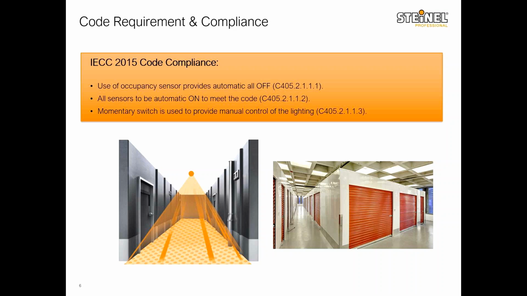So the code requirements for the self-storage center would be similar to a hallway or a corridor, with one additional requirement, because they kind of fall into the category of warehouse. So you need an occupancy sensor for the automatic all-off. Since these are treated as hallways and a warehouse, they should be automatic on. And then you would need a momentary switch for the manual override of the sensor.